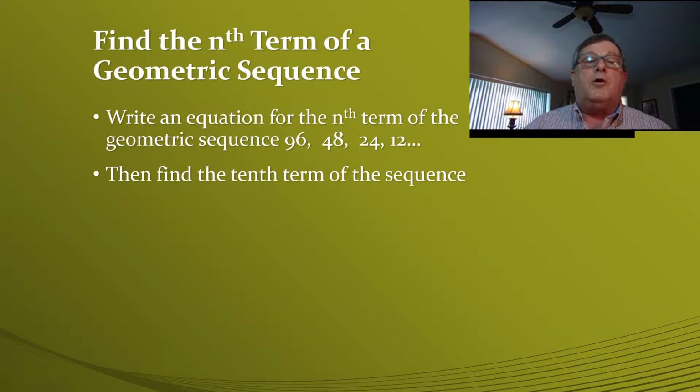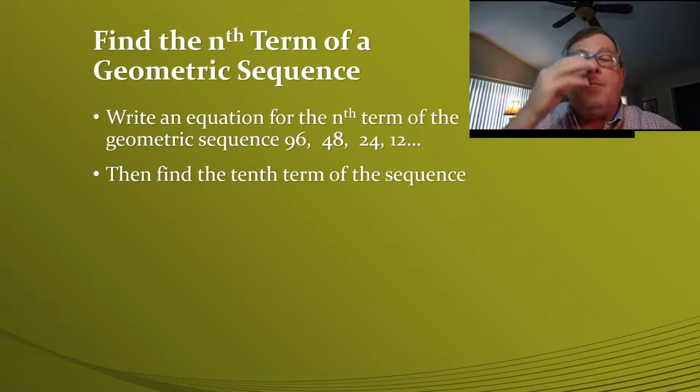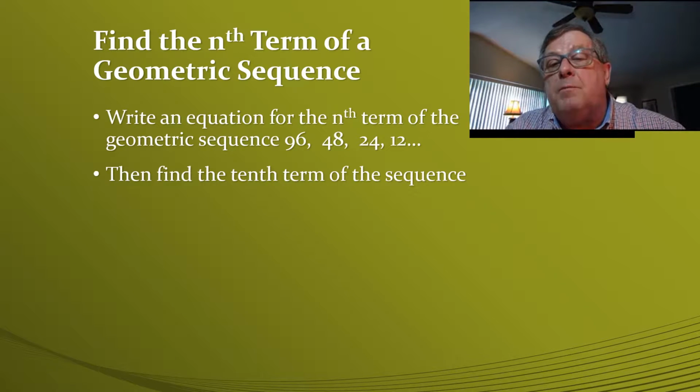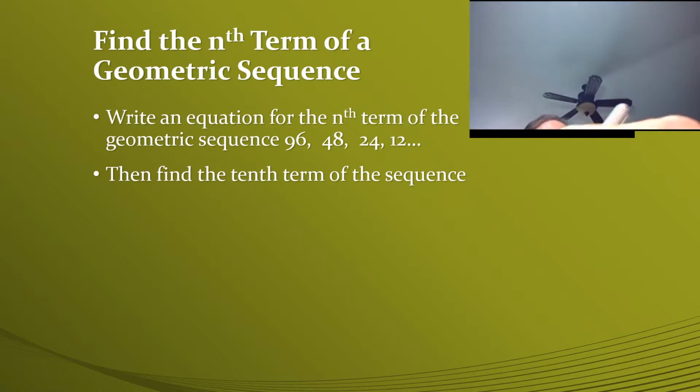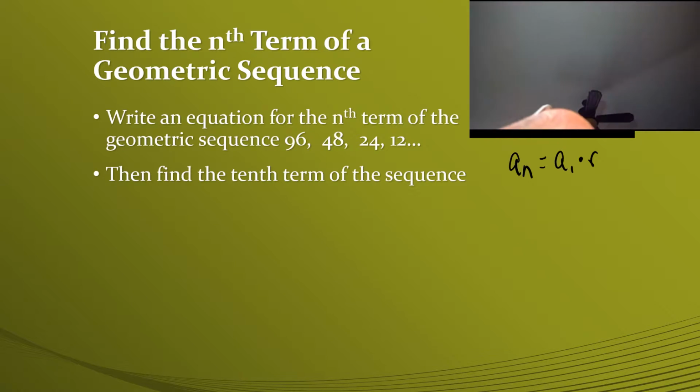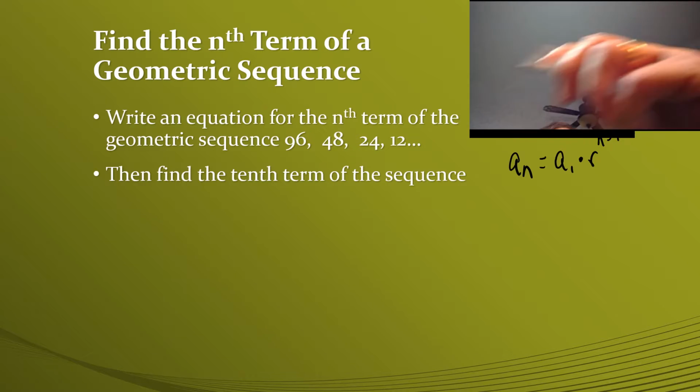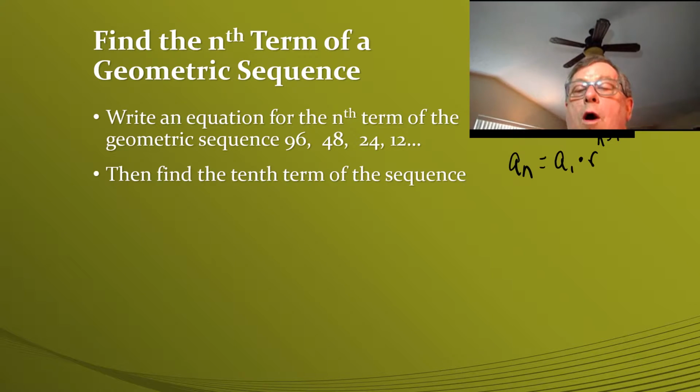Okay, well now we're going to try to find the nth term of a geometric sequence. And before I read the directions, let me refer us back to what we determined as a formula that we can use to find a specific term of a sequence. And that is a_n equals a_1 times the common ratio raised to the power of n minus 1.